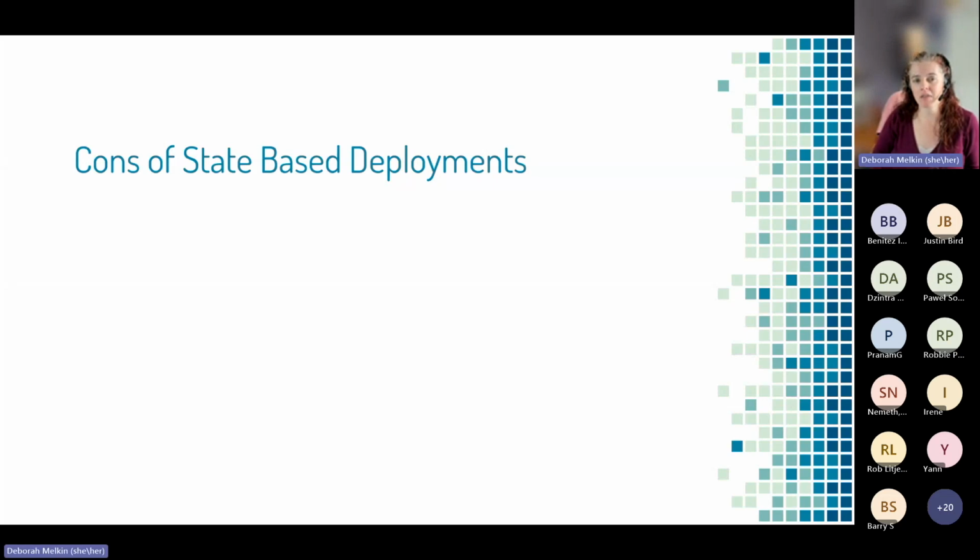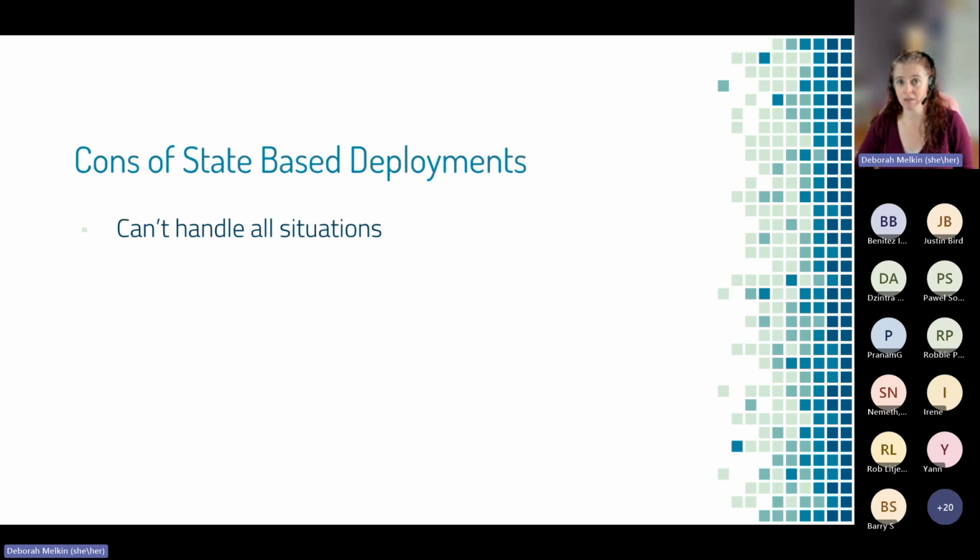All right, cons of state-based deployments. It can't handle all situations. This is kind of an important one because there are things where, let's say, you have data loss. There are certain times where it will generate a script and say, I'm getting rid of this column. You're going to have data loss, so I can't do this. So you have to go and figure things out.